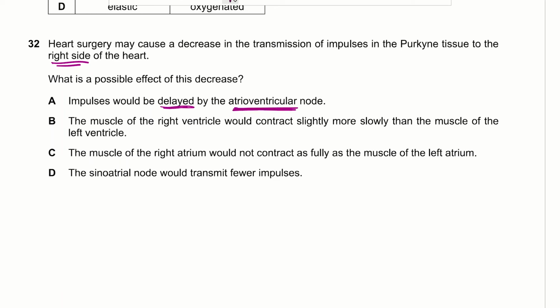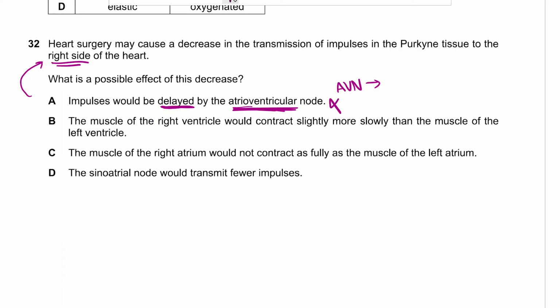Impulses are already delayed by the AVN because the AVN function is to delay the impulse a fraction of a second so that both the atrium and the ventricles do not contract at the same time. So this is correct. However, it's not delayed due to the heart surgery. This is a natural mechanism in every single human being. Therefore, this is incorrect. B.